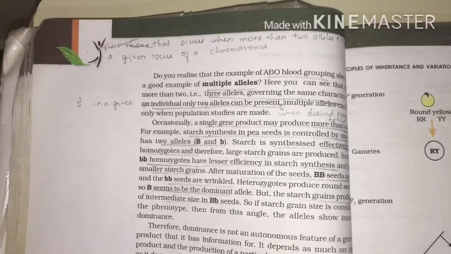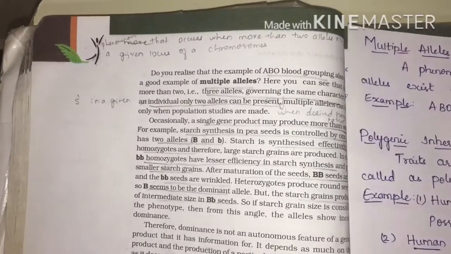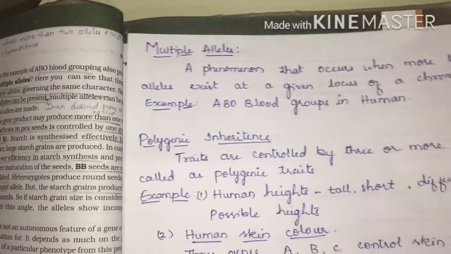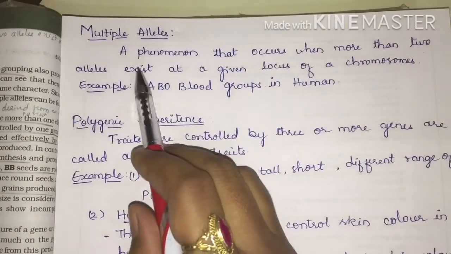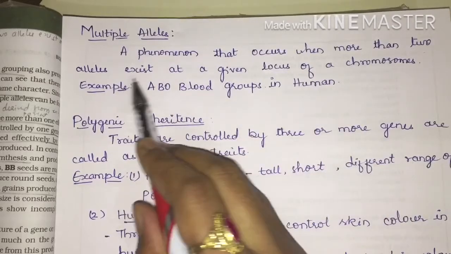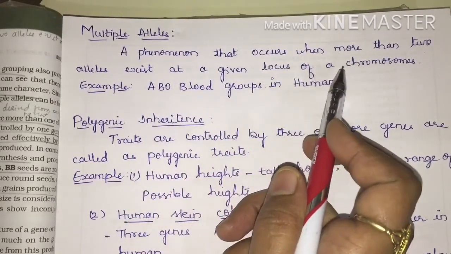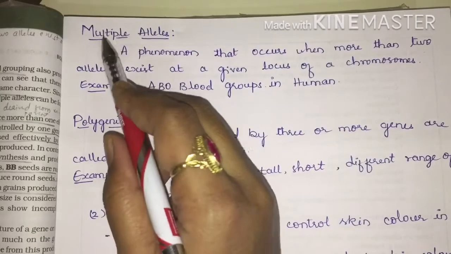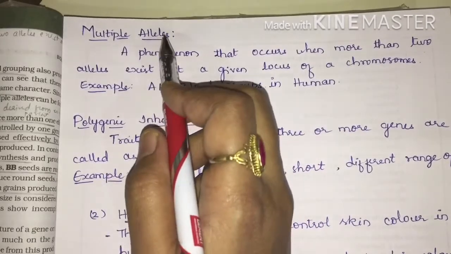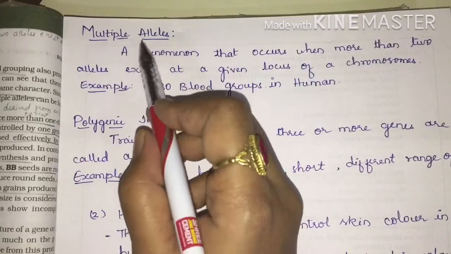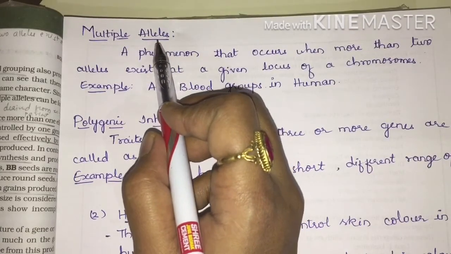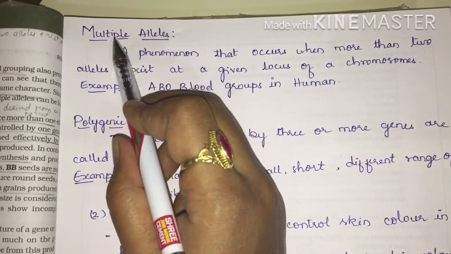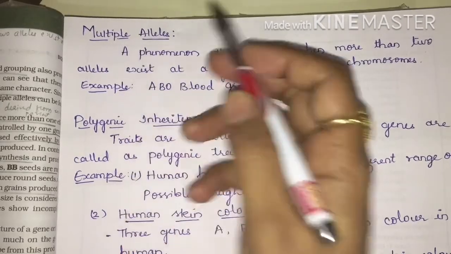Okay, fine. First I shall start with multiple alleles. What are these multiple alleles? For this, I have prepared a note. Hope you can find it on your screen. A phenomenon that occurs when more than two alleles exist at a given locus of a chromosome. Multiple means many alleles. Till now, what we have discussed, alleles are in pairs and they are present in genes. But now we are talking about multiple alleles, which means many alleles.